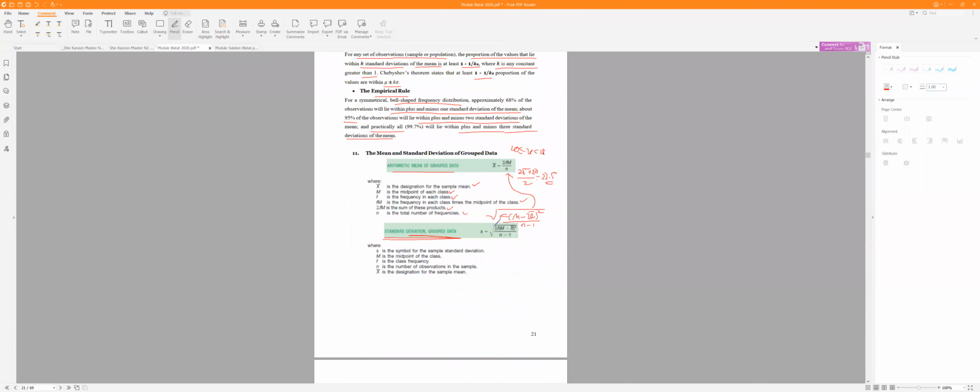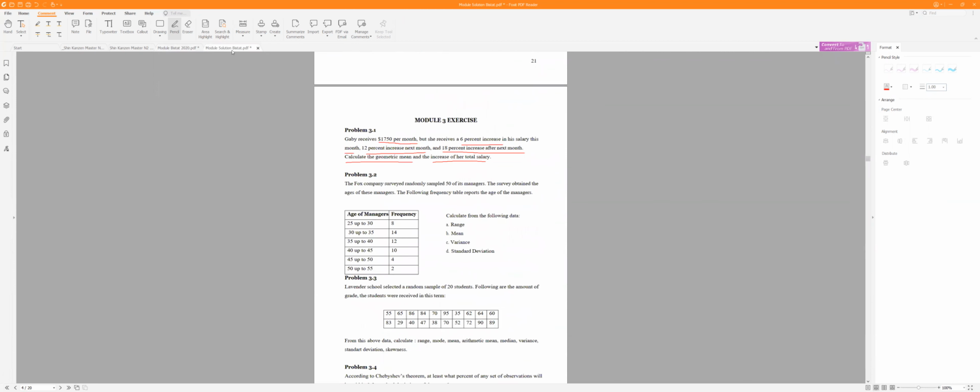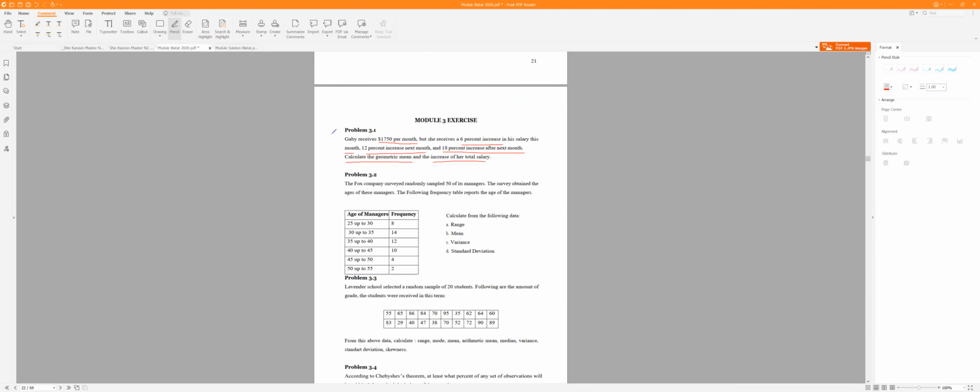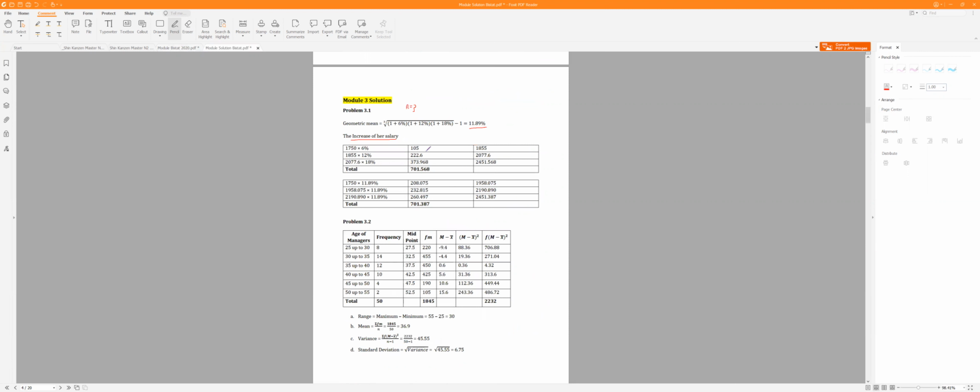And then you are told to find the increase of her salary, not the geometric mean, my bad. So how to find it? 1750 times 6%. Where do you get 1750? It's Gabby's base salary. 1750 times 6% is 105, and then plus 105 to the base salary, which is 1855. And you do that again for the next percentages, and the next. And you get a total increase of $701.568.